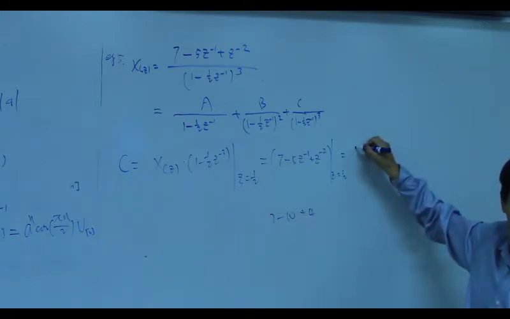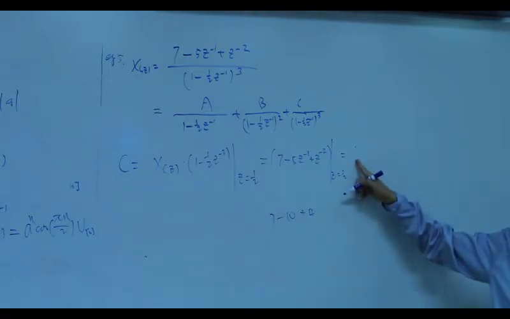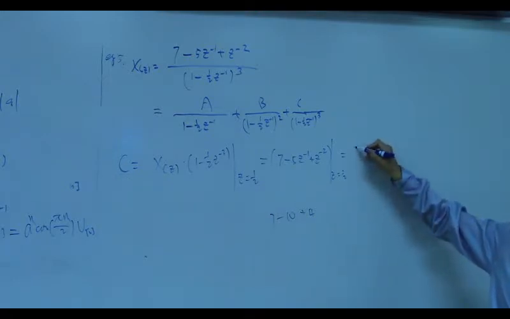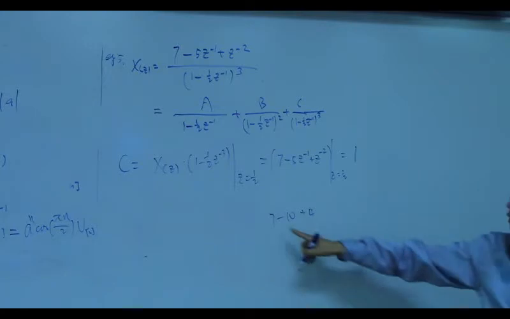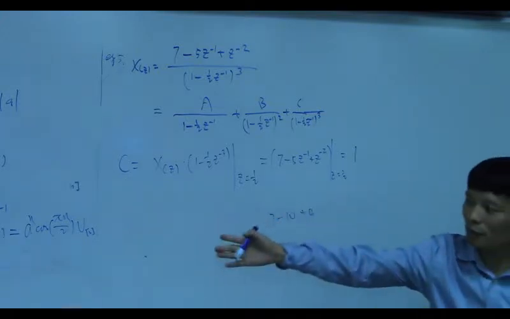So this one equals what? You are not following this, right? Negative 1 or positive 1? Positive 1, right? 7 minus 10 plus 4. Everybody is good? You need to do this by yourself. Okay, so that's nothing, we already did this several times.